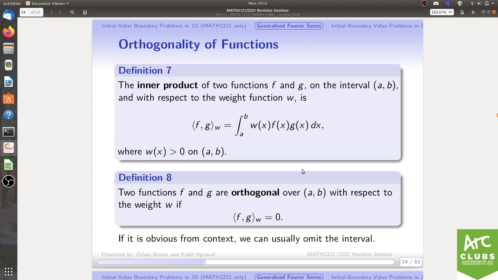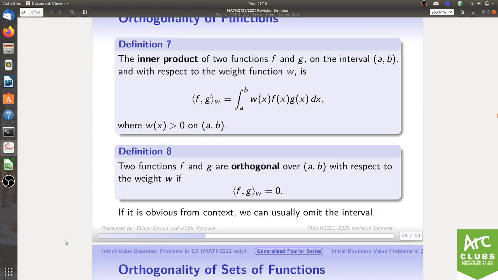But we have to add in the extra requirement that w of x is greater than 0 over the open interval, and that's just to maintain some properties about the inner product. And that includes the norm that it induces, which is exactly the same definition. The norm of f being the integral from a to b of w(x) f(x) squared. So in order to preserve that property, we have w of x is greater than 0 over this open interval.